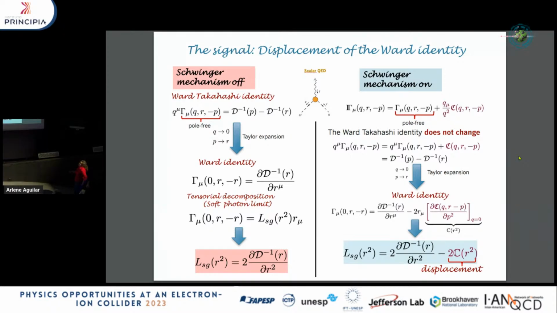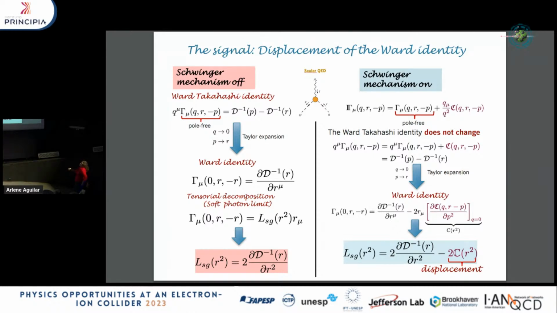You are going to see this signal through the displacement of the Ward identity. So when the Schwinger mechanism is off, what happens? Here you have the Ward-Takahashi identity. When the Schwinger mechanism is off, I don't have poles, right? So when I take the limit of q going to 0, I have this Ward identity, and then this is the limit, and I can connect this limit with this quantity here, which is a projection in the soft gluon limit that we can compute.